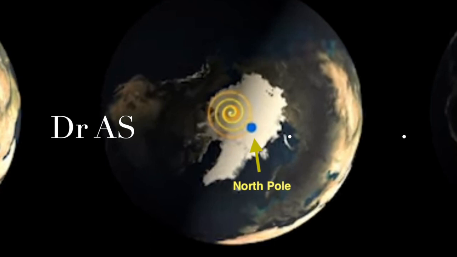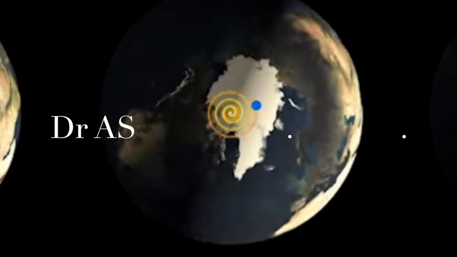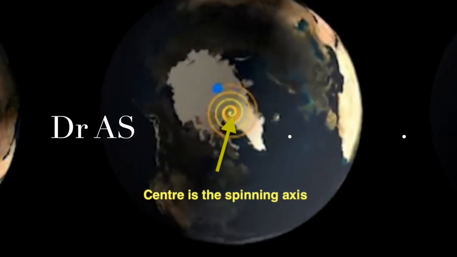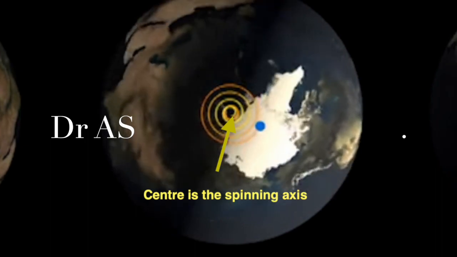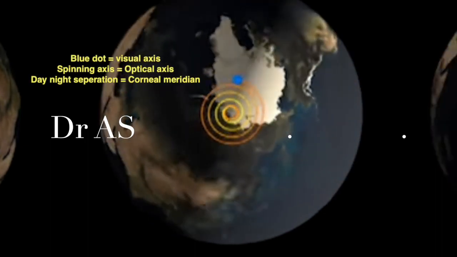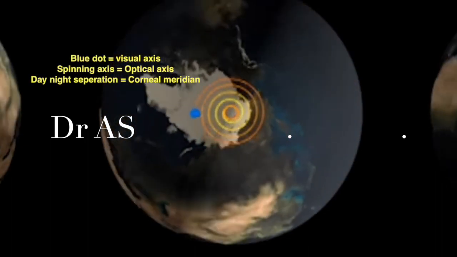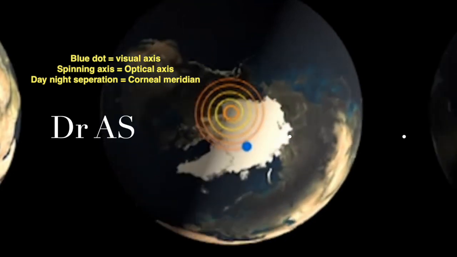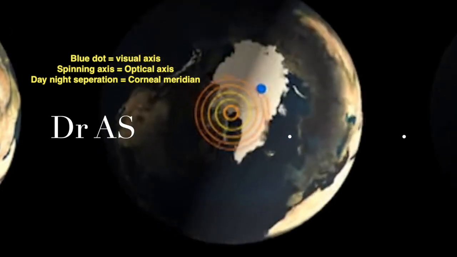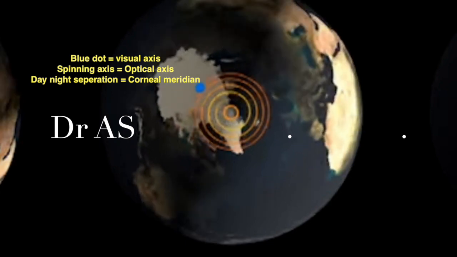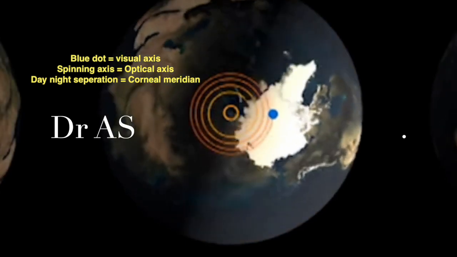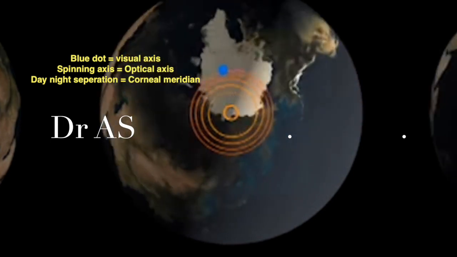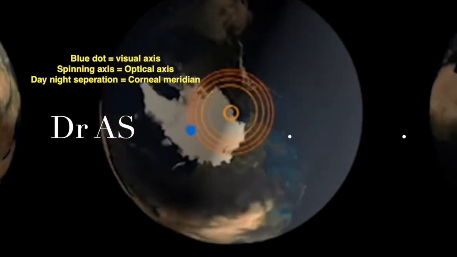The blue dot represents the geographic north pole of the earth. This is the center of the spinning axis of the earth, which separates the day and the night. We will compare this to the human eye and we'll assume that the blue dot represents the visual axis. Then we have the optical axis around which cyclotorsion happens, and it is similar to the earth spinning axis. And the day-night separation is the corneal meridian.